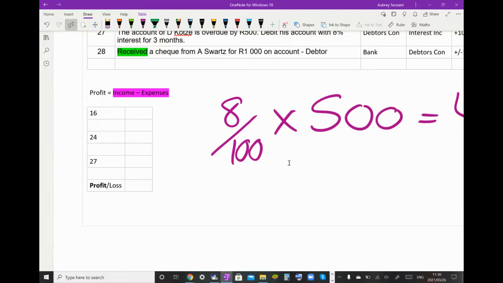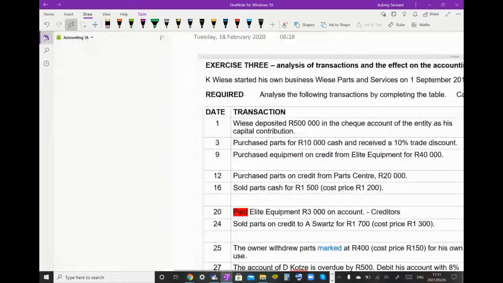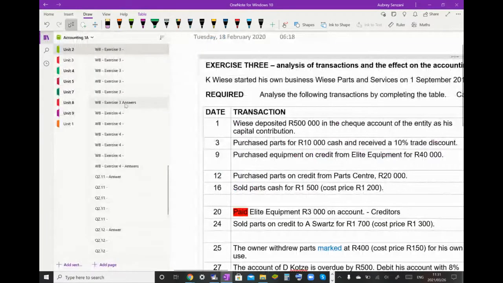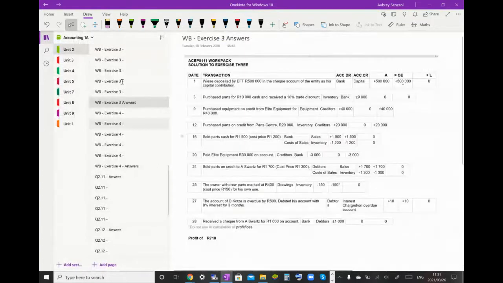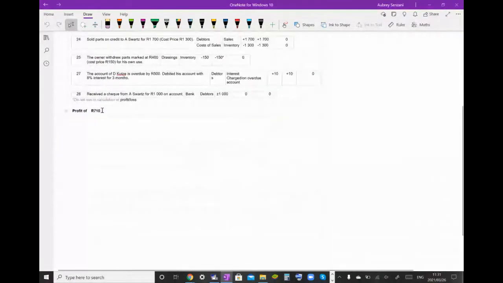Okay, so we just need to go to each transaction and check where we were receiving an income, where we were incurring an expense, and then add that up, deduct where necessary, and then we should have gotten to an answer. And that answer should have been 710 profit. Is that what you guys got?